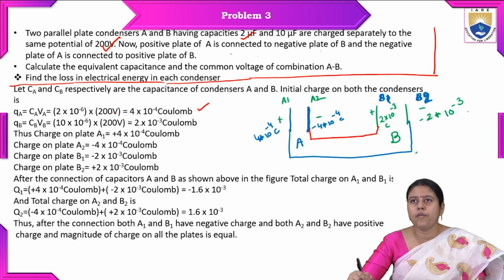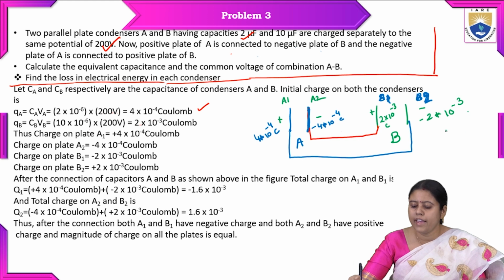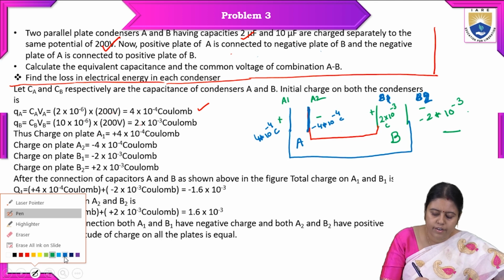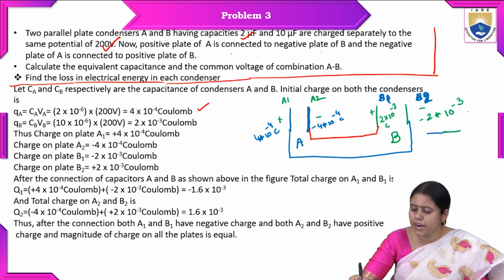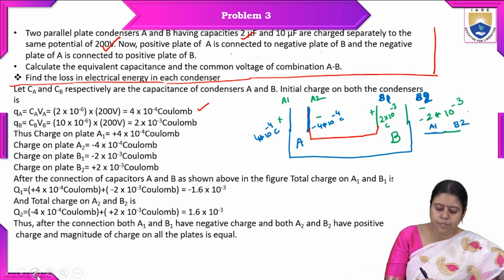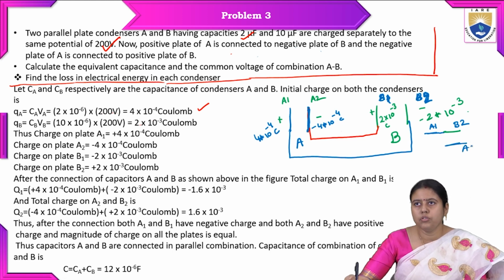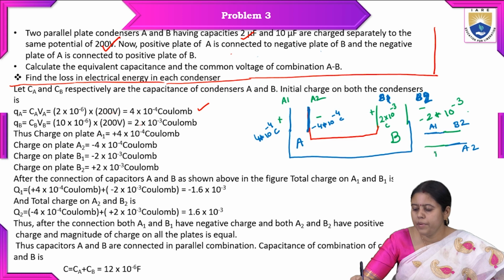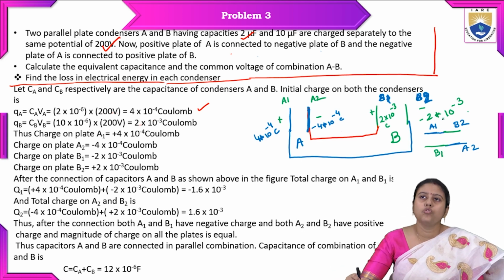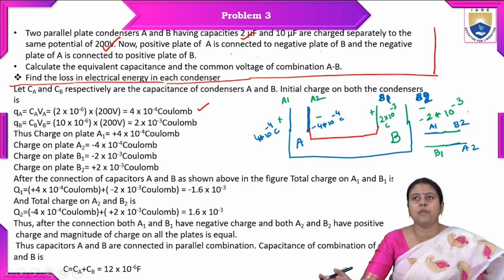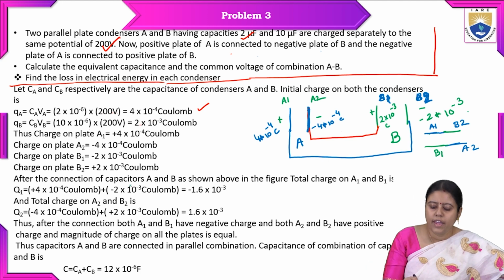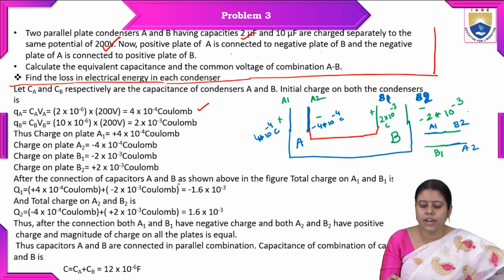So if we add A1 to B2, what is the total charge of this? Now these capacitors look like this: A1 and B2 are connected, and the other plates are A2 and B1. So this is our new two parallel plate capacitor. The first one is a combination of A1, B2, and the other is B1, A2. So what is the charge? A1 plus B2. So we are getting the charge.